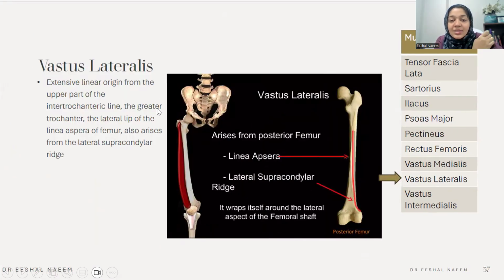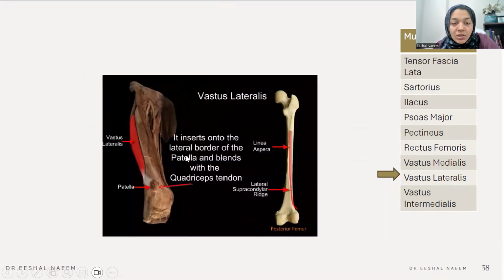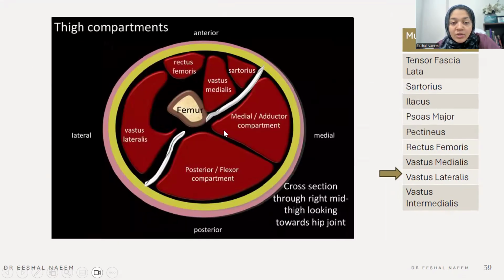The vastus lateralis has an extensive linear origin from the upper part of the intertrochanteric line, the greater trochanter, the lateral lip of the linea aspera, as you can see here, and also the lateral supracondylar ridge. So it starts all the way from the intertrochanteric line on the anterior aspect of the femur, the greater trochanter, the lateral lip of the linea aspera, and from the lateral supracondylar ridges. All of this gives origin to the vastus lateralis. It inserts into the lateral border of the patella and blends with the quadriceps tendon. So this entire area in the cross section of the anterior thigh is made by the vastus lateralis.